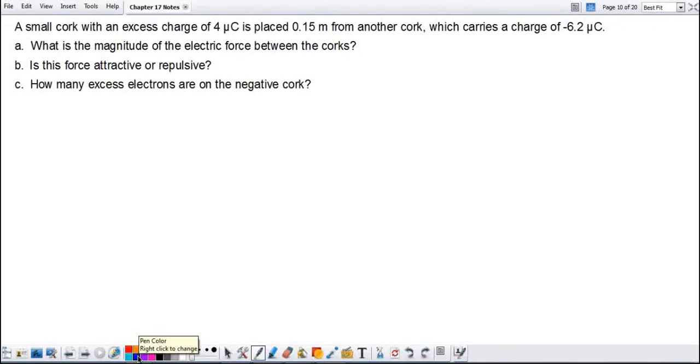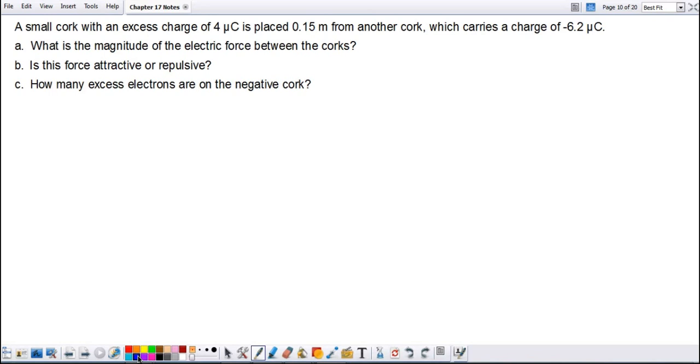A small quark with an excess charge of 4 microcoulombs is placed 15 centimeters from another quark which carries a charge of negative 6.2 microcoulombs. A. What's the magnitude of the electric force between the quarks? B. Is this force attractive or repulsive? C. How many excess electrons are on the negative quark?